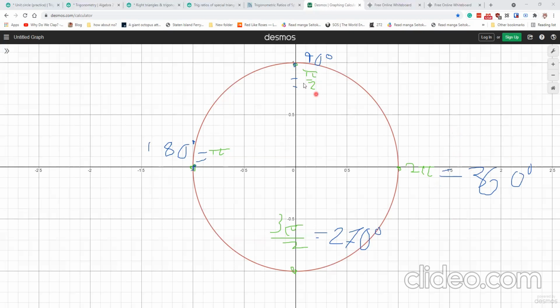And just like with radians, if you use degrees, you can also keep going. So you can, for example, go to 450 degrees if you wanted. And so that would just put you at the same place where you would be if you turned 90 degrees.